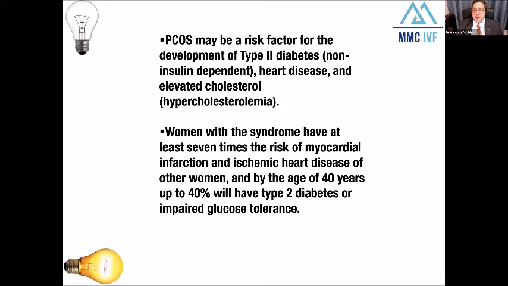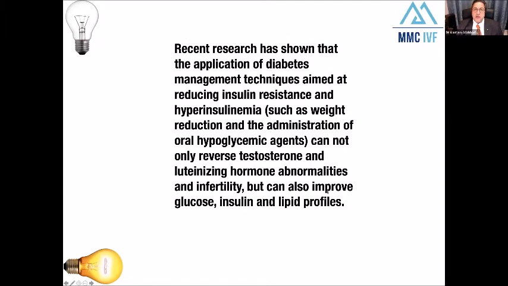What is very important to understand is that women with PCOS have at least 7 times the risk of myocardial infarction and ischemic heart disease by the time they reach age 40. And 40% of these women will have type 2 diabetes or impaired glucose tolerance.